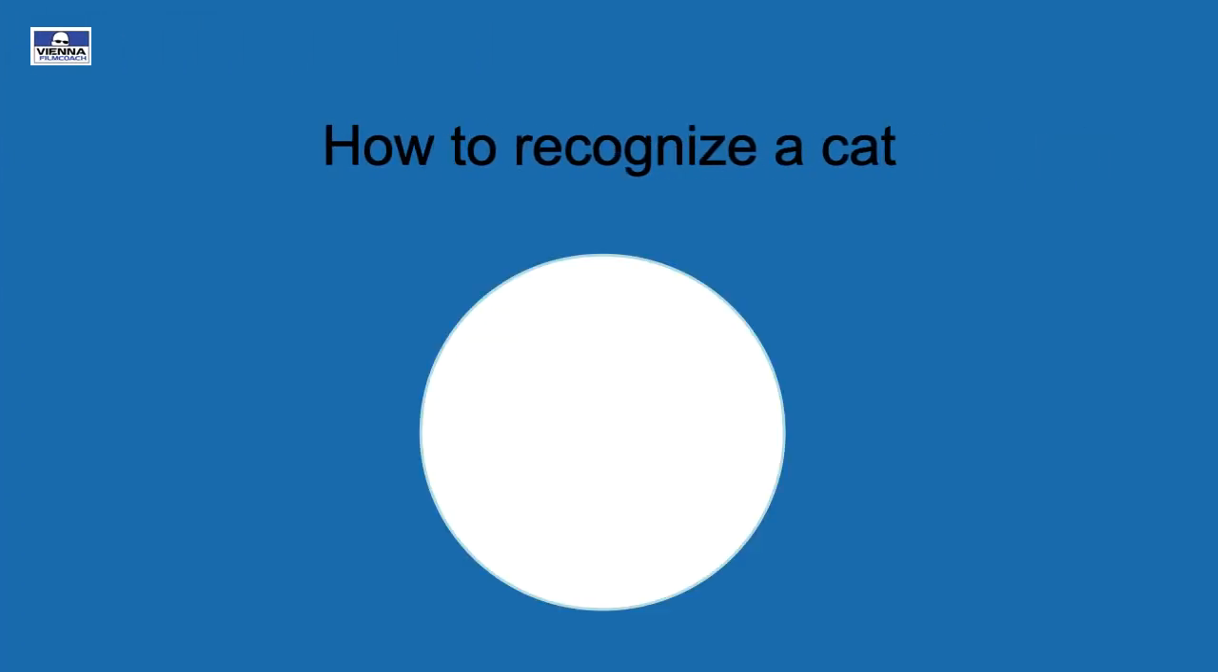Which raises the question, how do we recognize a cat? Does this shape represent a cat? Hardly. And how about now? Still not convincing, is it? But add those triangles up there and voila, here's your cat.